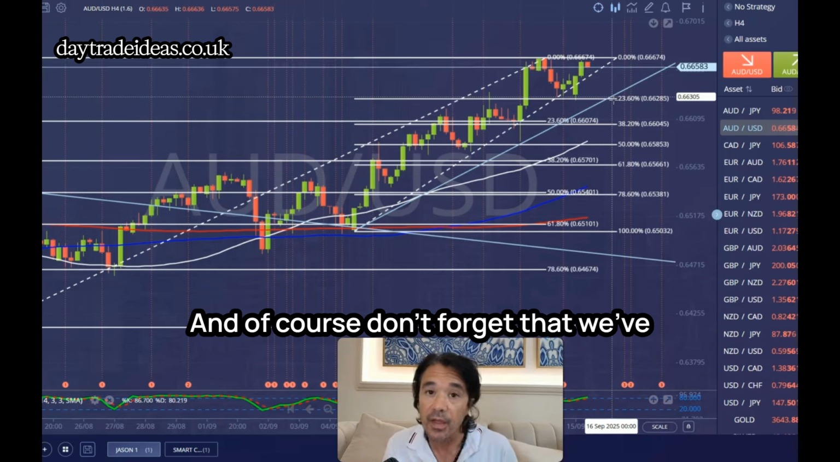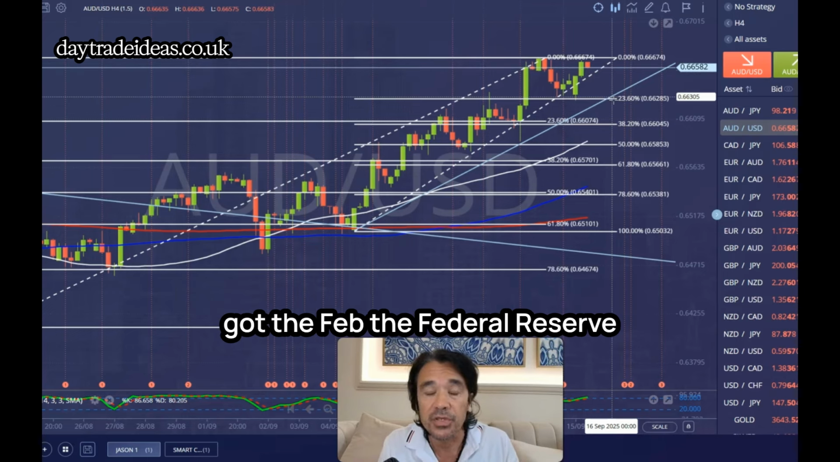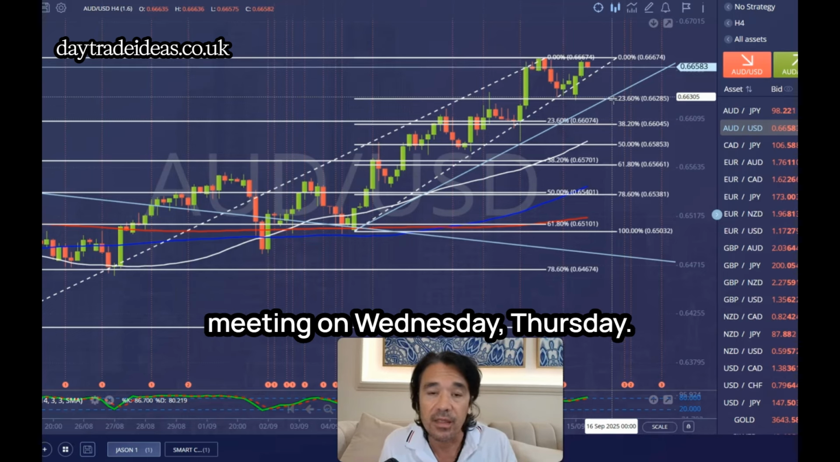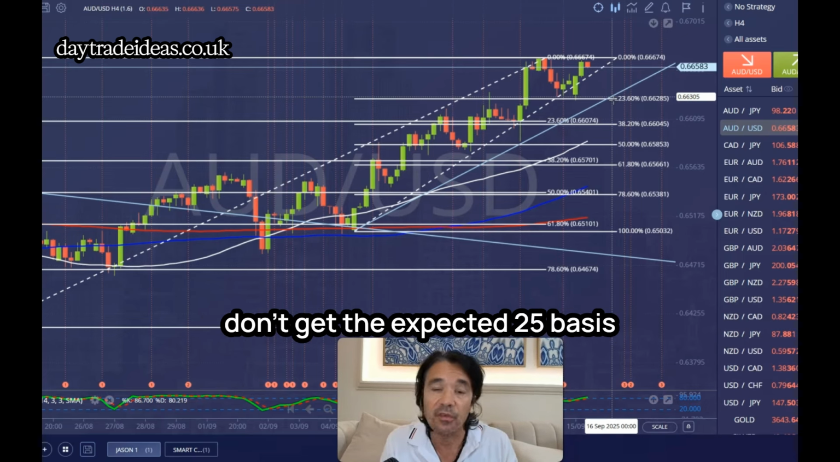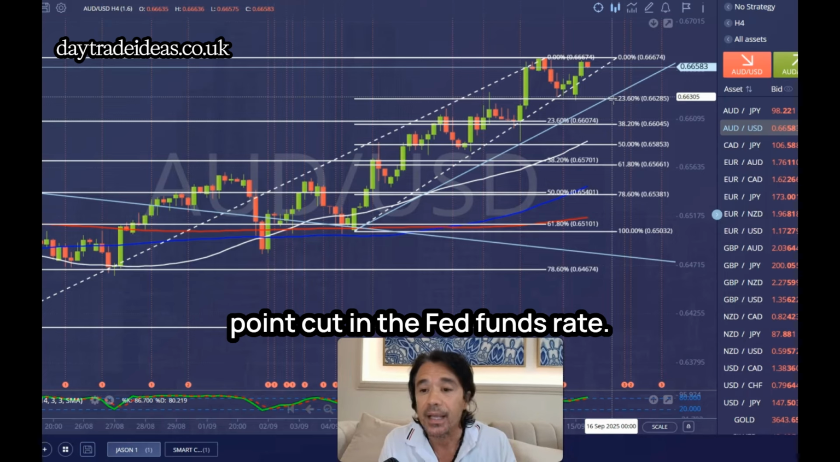And of course, don't forget that we've got the Federal Reserve meeting on Wednesday, Thursday. That could move the markets if we don't get the expected 25 basis point cut in the Fed funds rate.